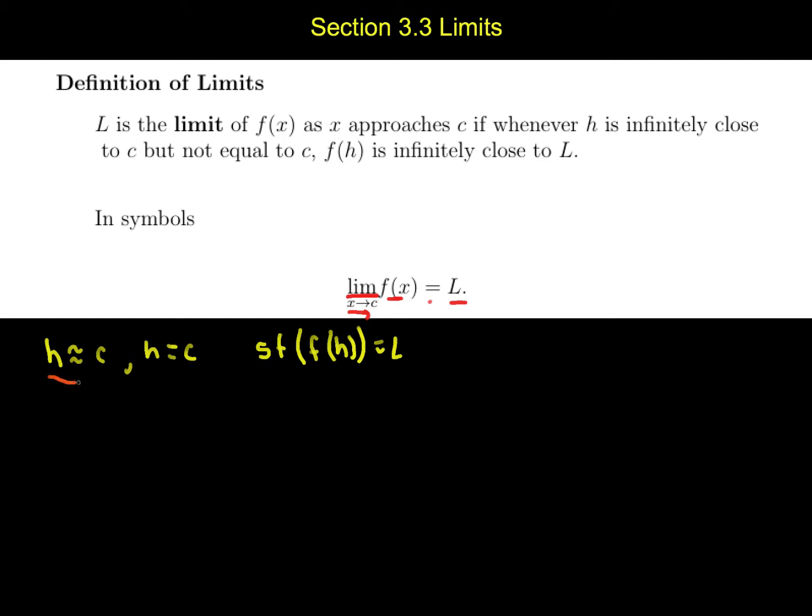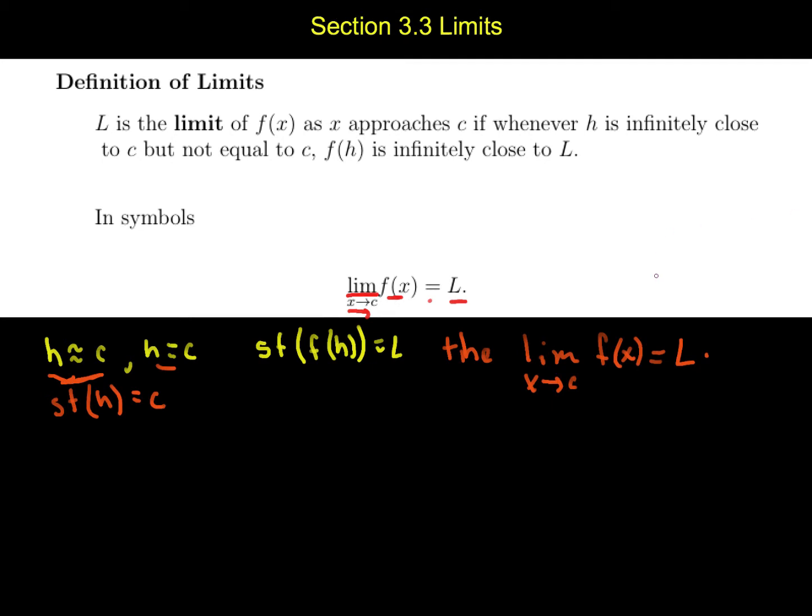So this is what we're saying in words: if h is infinitely close to c, that means the standard part of h is equal to c. So if h is infinitely close to c but not equal to it, and the standard part of f of h is equal to L, then the limit as x approaches c of f of x is equal to that number L. Okay, so there's our definition. And now it would behoove us to look at some examples.